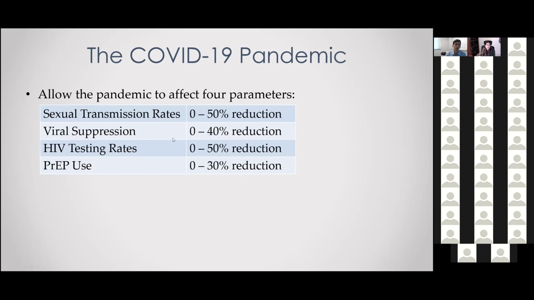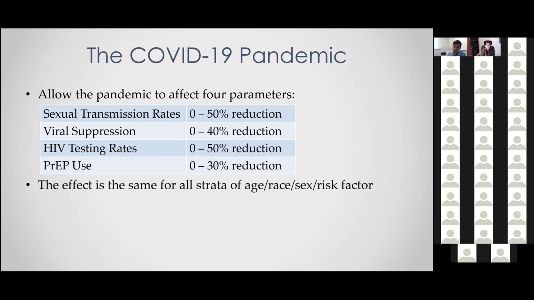Viral suppression, right? What does the COVID-19 pandemic do to viral suppression? We said it could reduce anywhere from 0 to 40%. We're going to test simulations with all ranges of those values, right? We said that it could affect HIV testing rates and then PrEP use as well, right? And we basically said these are our 4 parameters, and whatever the reduction is in sexual transmission, that applies to all demographic and age groups, right? Whatever the reduction in viral suppression is going to be, it's going to apply for all age groups, right?